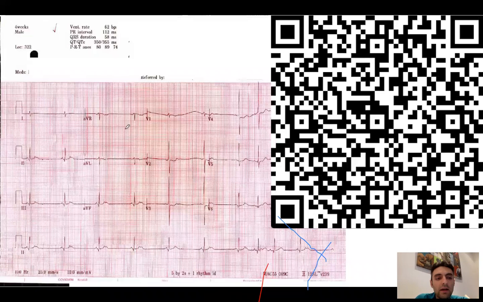Okay. And then the last one: 4 weeks old, bradycardic, ECG for bradycardia.